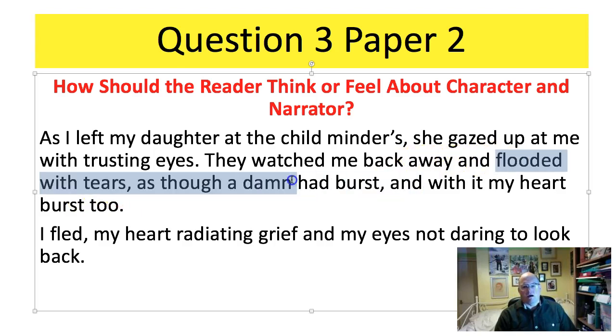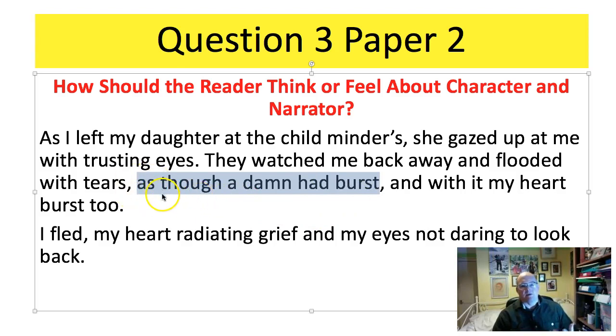They watched me back away and flooded with tears. So here, eyes don't really flood. So we could argue that that is a metaphor. It's describing the eyes as like rivers, and that emphasizes just how much sorrow the child is feeling. Okay, well, that's not too bad, but it is an obvious one. As though a dam had burst. So now we've got another simile.